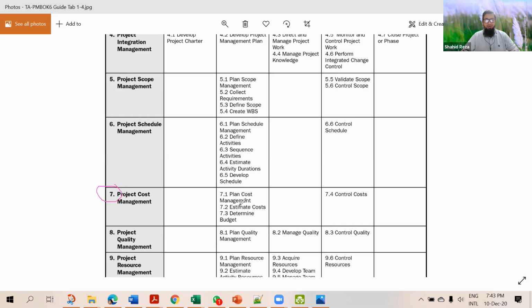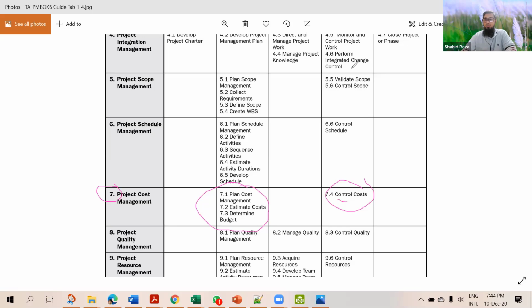So far in every chapter we have seen a lot of processes. In the last chapter, 6.6, that means there are 6 processes. So in the cost chapter, there are only 4 processes. 3 processes are under the planning process group, and only 1 process is under the monitoring and controlling process group, and that is known as Control Costs.